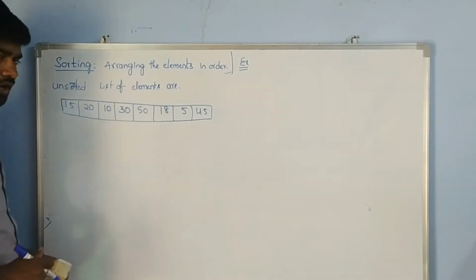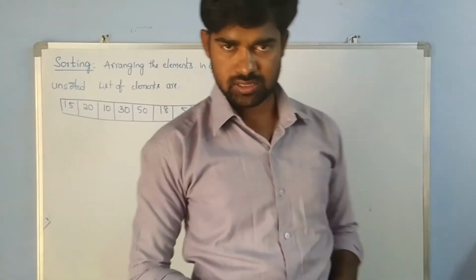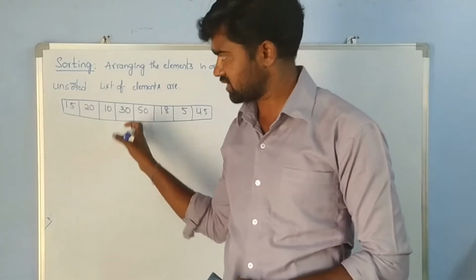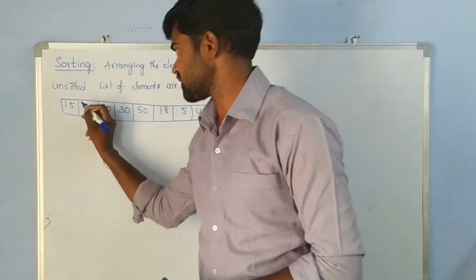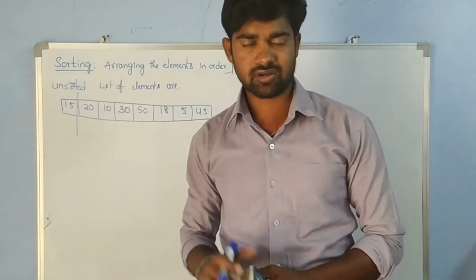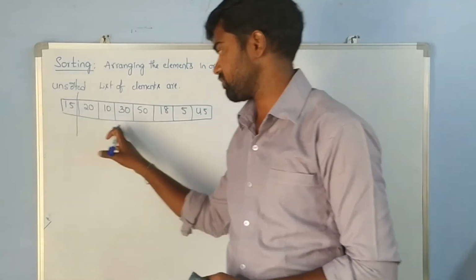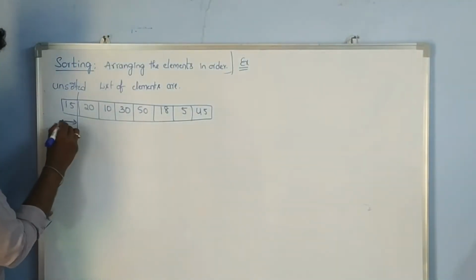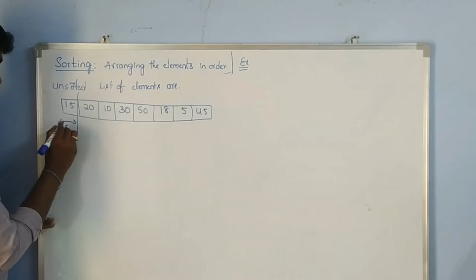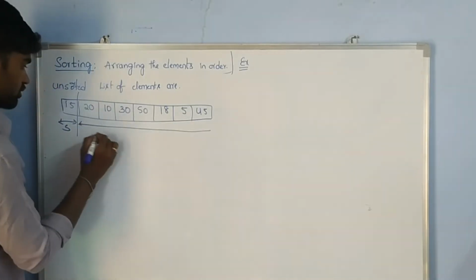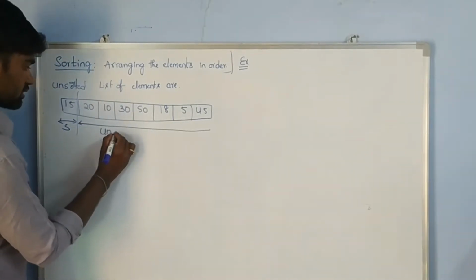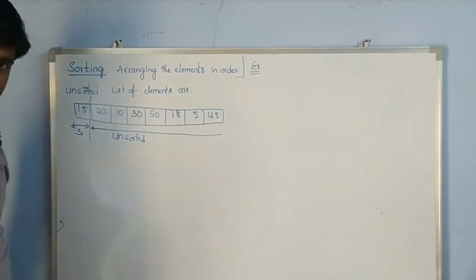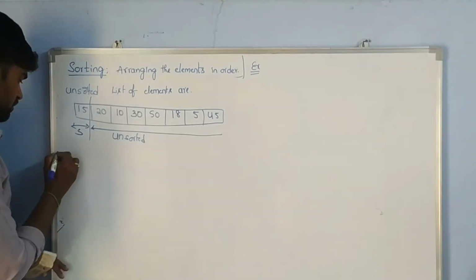So what do we assume in insertion sort? We need to assume that the first element in the list is in the sorted order, and the remaining elements are in the unsorted order. So we assume 15 is in the sorted portion. Now these are in the unsorted portion. I can write unsorted because we don't have space here. Unsorted portion. Now, iteration number 1.